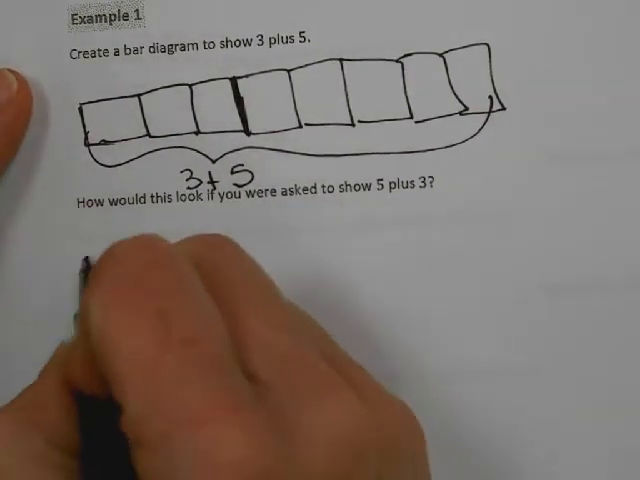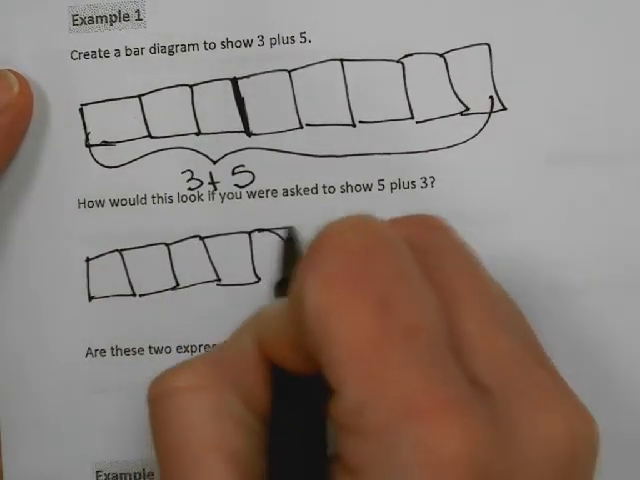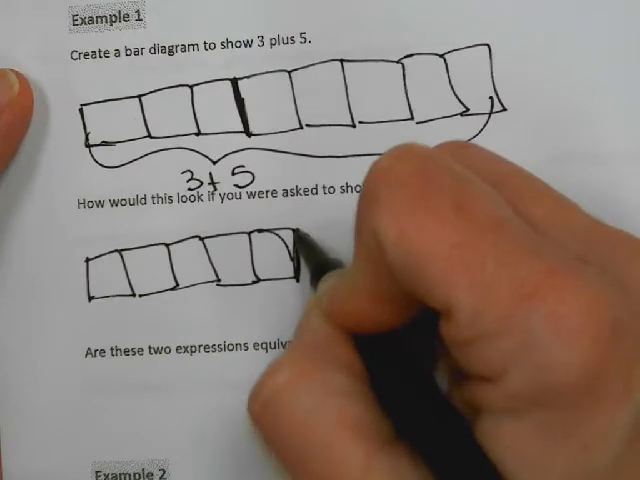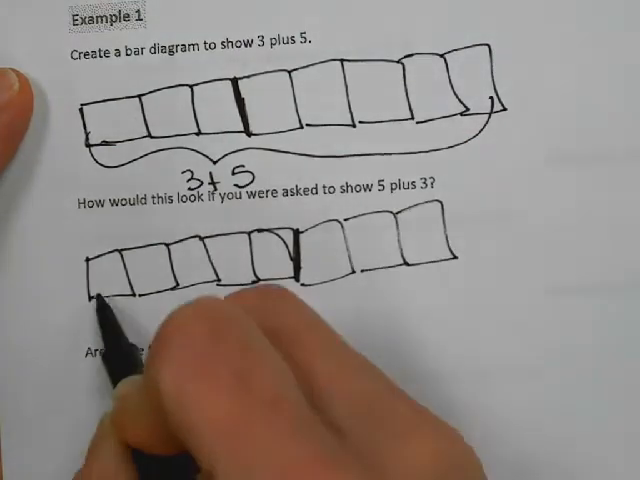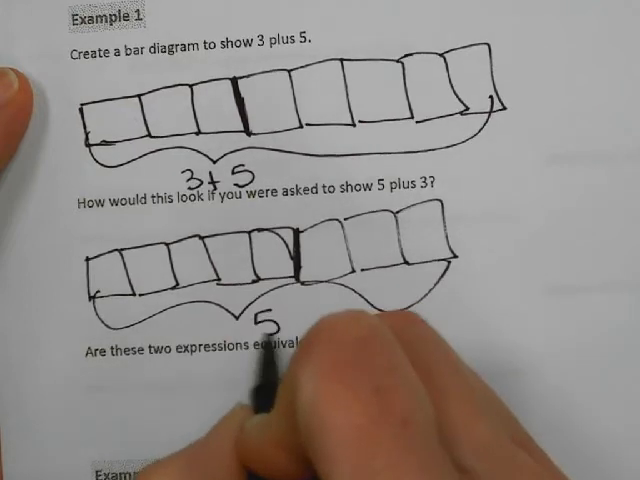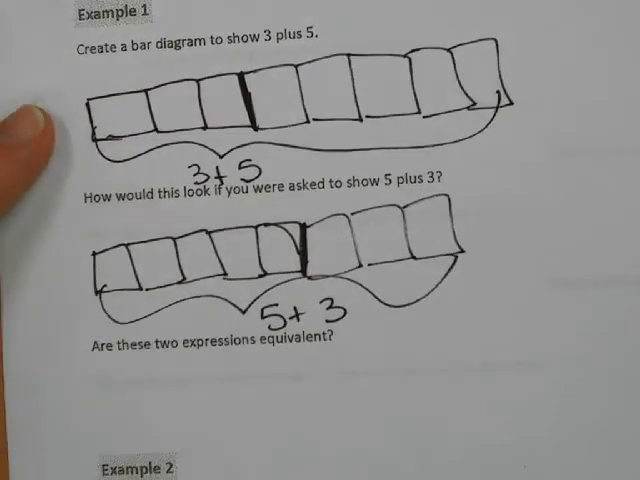Well, we would start out with 5 boxes. Again, we would show that darker line to separate, then add 3 boxes. And it would look like this. And it asks, are these two expressions equivalent? And we would say yes.